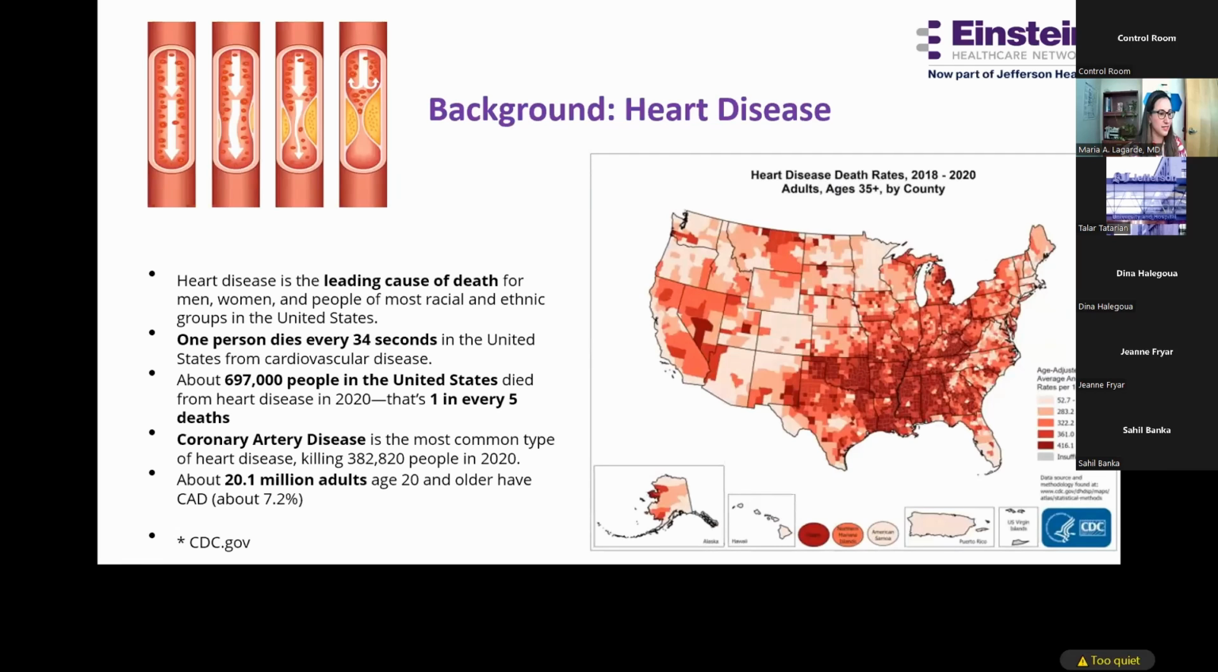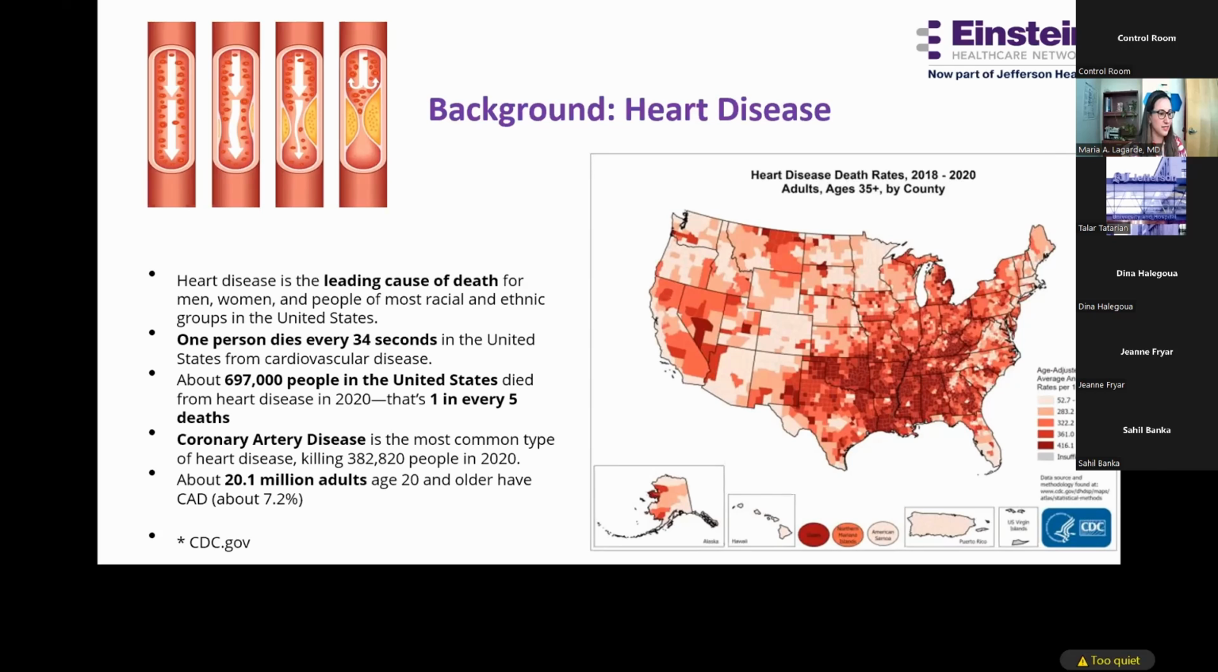So let's just talk about heart disease in general. Heart disease is the leading cause of death in all people in the United States, in men, women, and most racial and ethnic groups in the United States. And there's our heat map of heart disease deaths in the country, and you can see it's everywhere. It's predominantly in the Midwest and the South that are the leading areas, but it's all over. And every 34 seconds, someone in the United States, unfortunately, dies from cardiovascular disease. This is about 1 in 5 deaths that occurred in 2020.